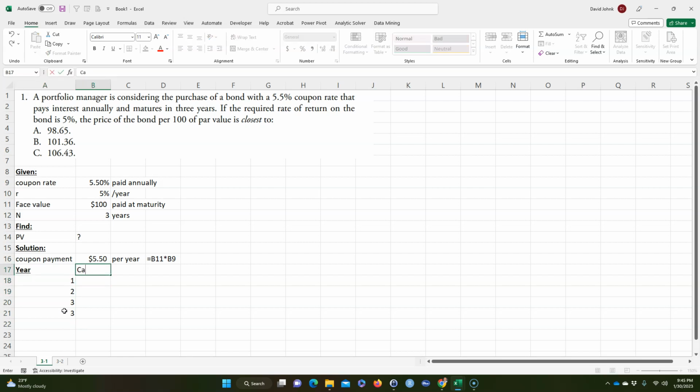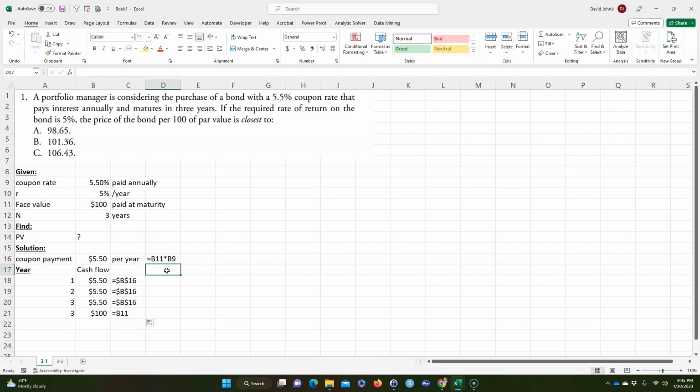So we could say the cash flow you're going to get each year is going to be equal to $5.50. I'm going to go ahead and hit F4 because I don't want that to move, and I can just copy it down. Okay. And then finally another cash flow we're going to get is this $100. We're going to get the face value at maturity. All right. So those are the cash flows you're going to get.